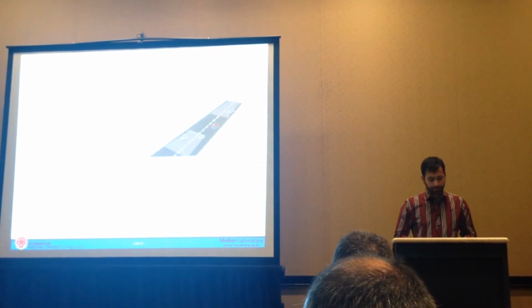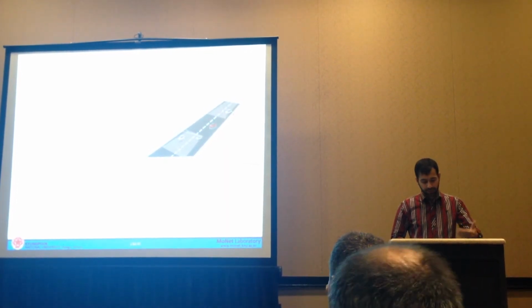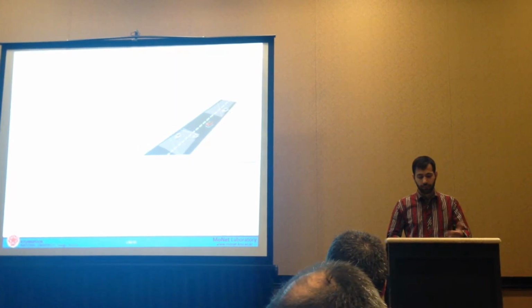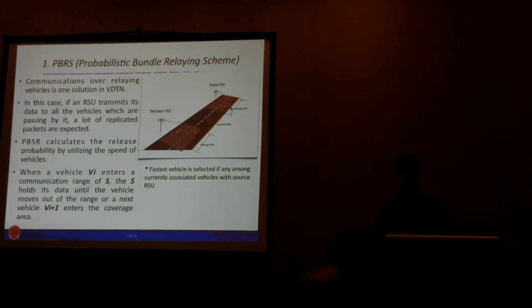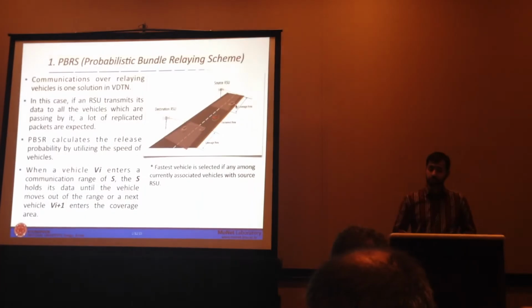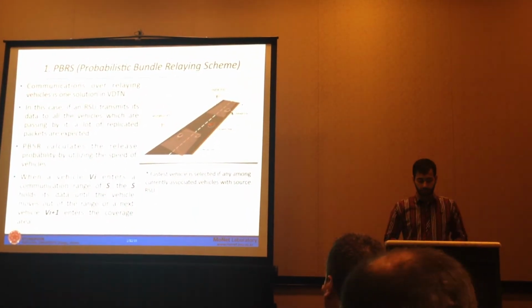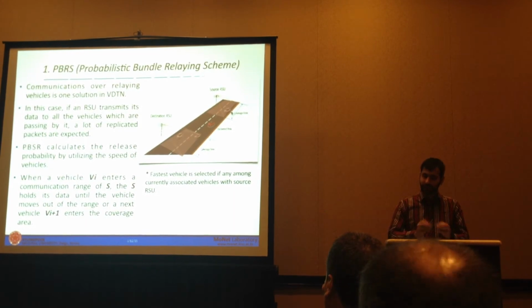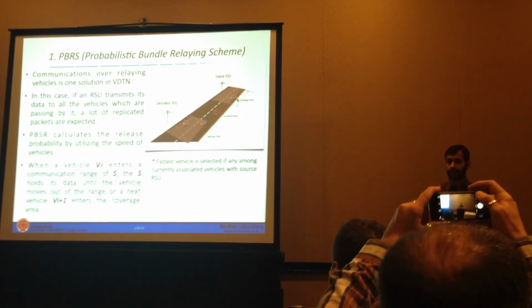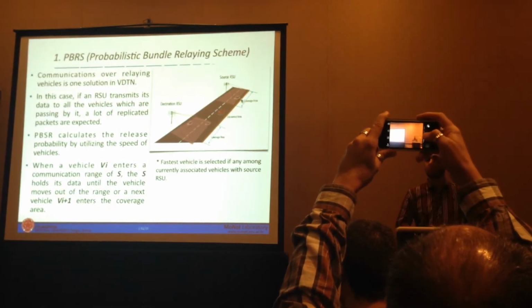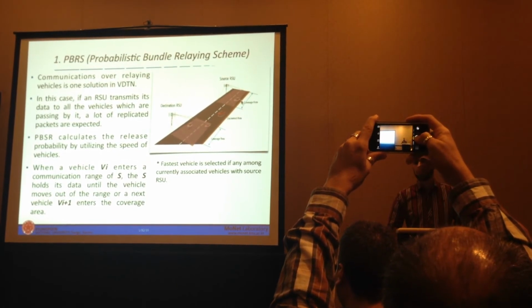So in that case, PBSR, or probabilistic bundle relaying scheme, calculates the release probability by utilizing the speed of each vehicle. The summarizing point is that the fastest vehicle is selected among the vehicles currently associated with the source RSU.